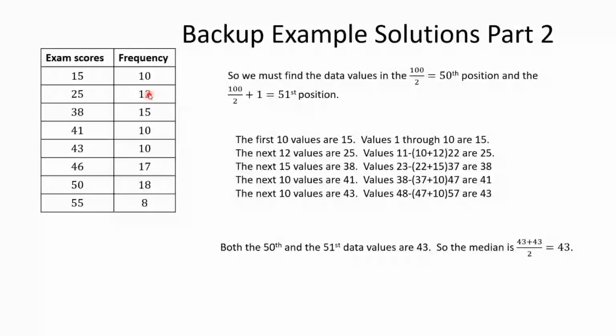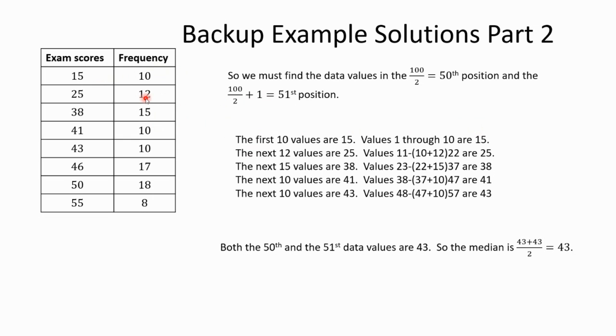But again, we don't have to list all the data. We could, but we don't have to. Notice the first 10 data values, the first 10, are equal to the exam score, namely 15. So those are the first 10 data values. In other words, values 1 through 10 are equal to 15.